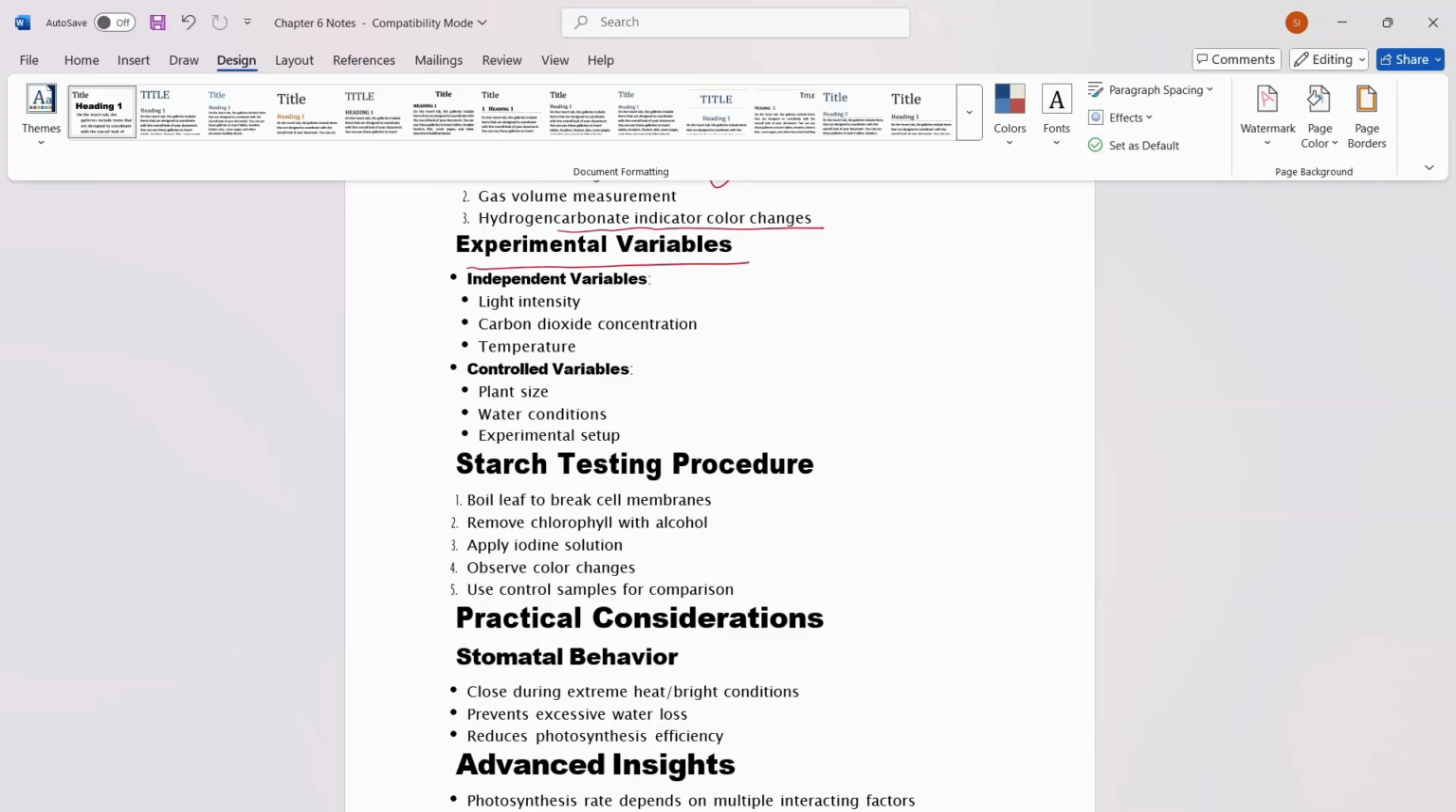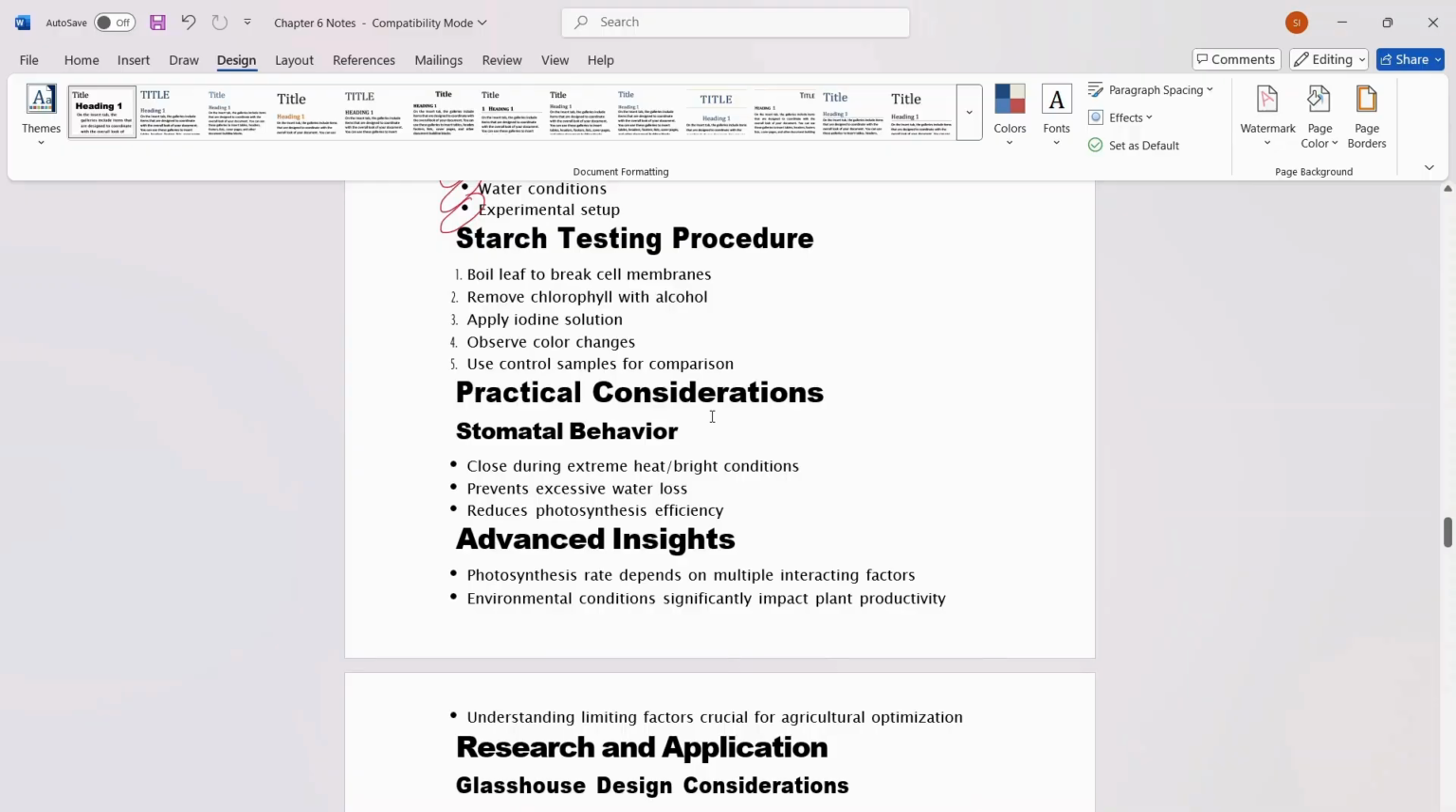Experimental variables. So we have independent variables and control variables. In independent variables, we have light intensity, carbon dioxide concentration, and temperature. In control variables, we have plant size, water conditions, and experimental setup.